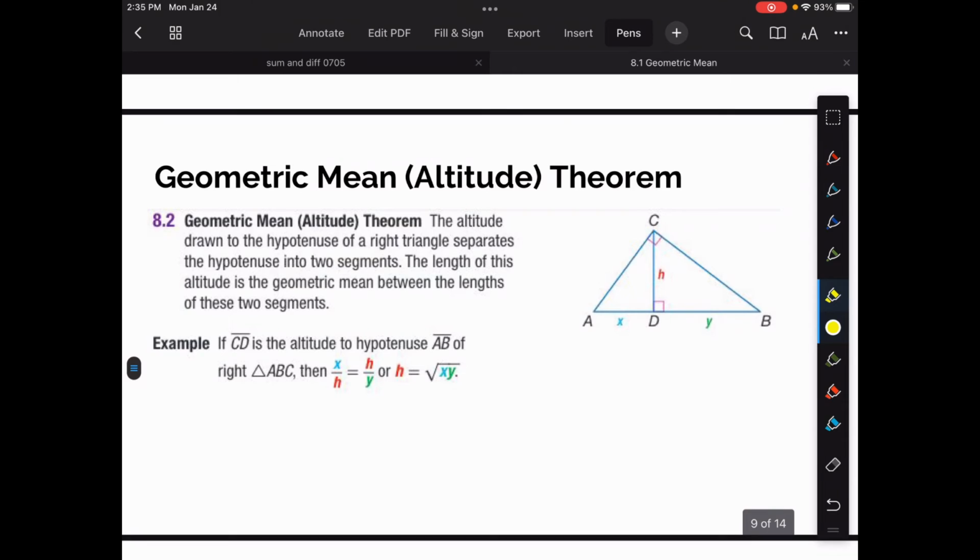The geometric mean altitude theorem just says that the altitude drawn to the hypotenuse of a right triangle separates the hypotenuse into two segments. In this case, that would be x and y. The length of this altitude is known as the geometric mean, so this is important. The length of the altitude here is the geometric mean between the lengths of those two segments. So if you took x times y and took the square root, it would equal h. That's what the example here is showing. That's the geometric mean altitude theorem.